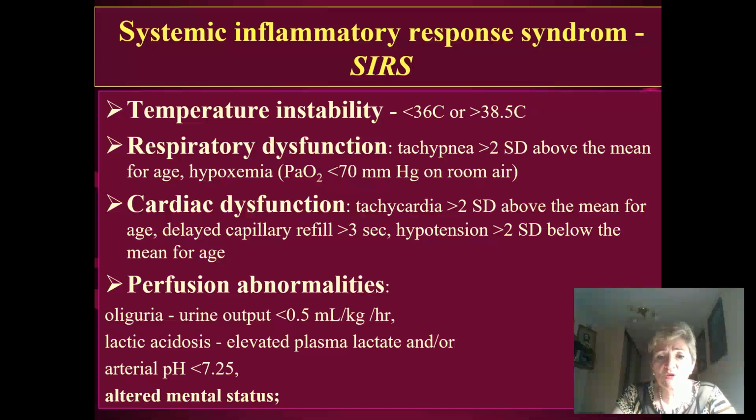And perfusion abnormality: when you find in a newborn oliguria, urine output less than 0.2 milliliters per kilogram per hour, or signs of lactic acidosis when pH is less than 7.25, and altered mental status.